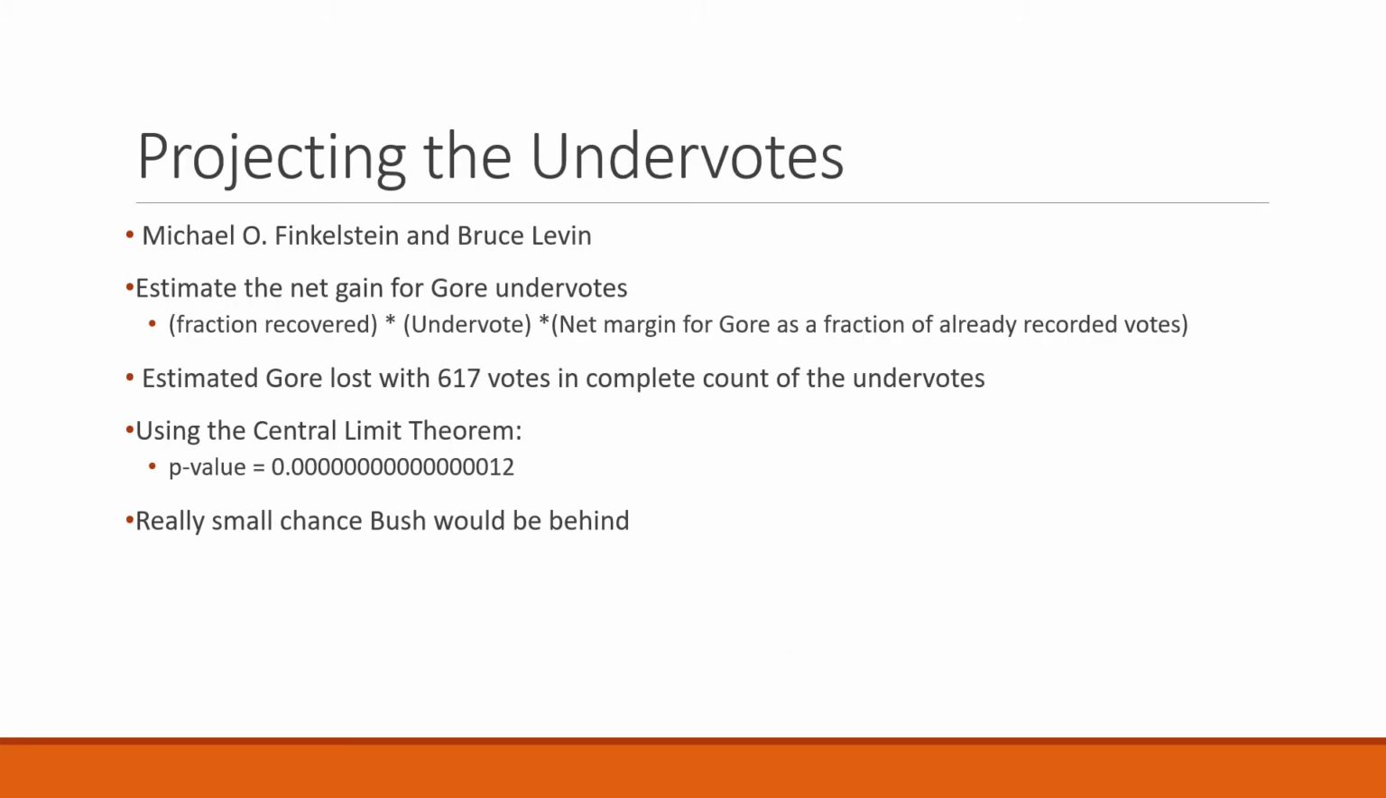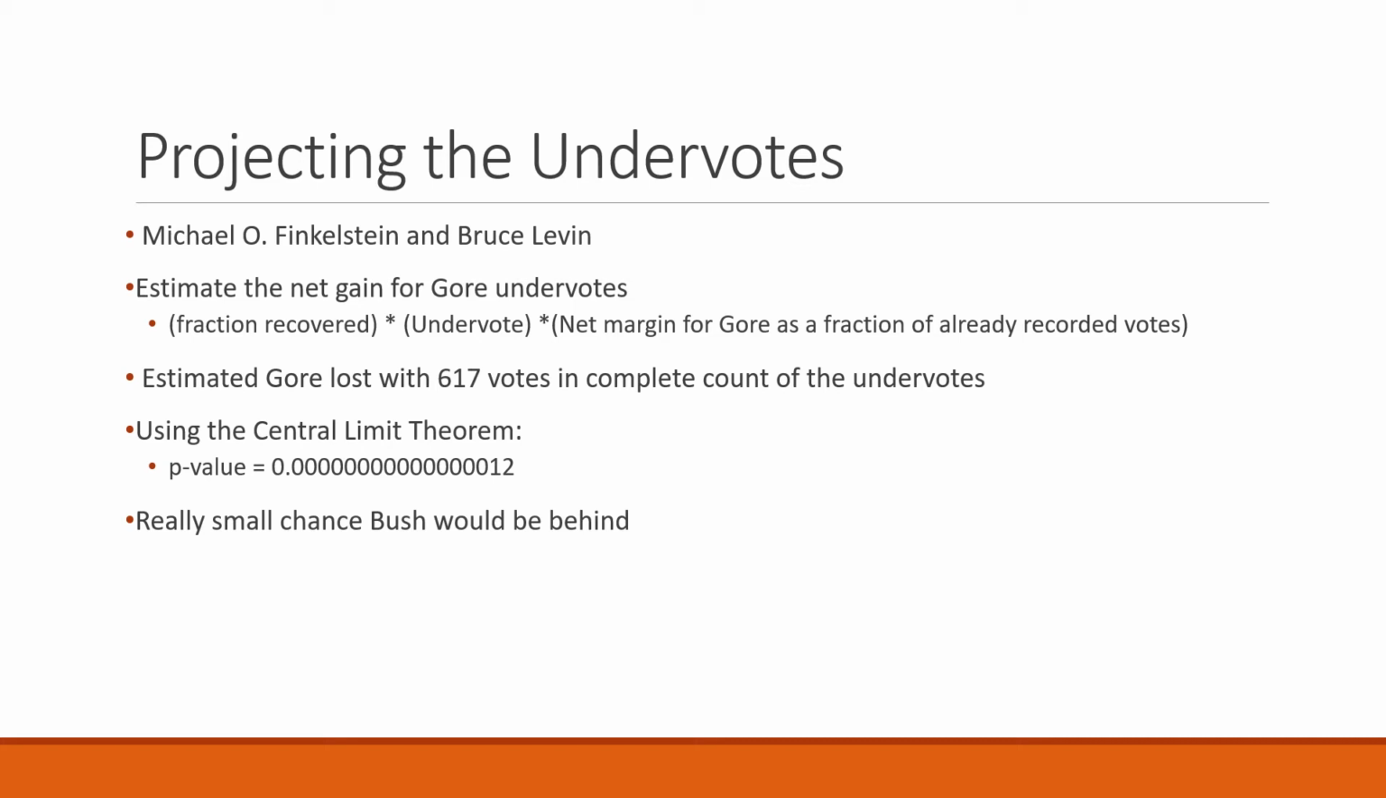We start off looking at the projection of the undervotes, a study done by Michael Finkelstein and Bruce Levin. They estimate the net gain for Gore from undervotes by the equation multiplying the fraction recovered by undervote multiplied by net margin for Gore as a fraction of already recorded votes. And they find the estimate that Gore lost was 617 votes.